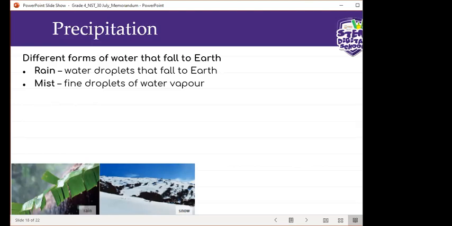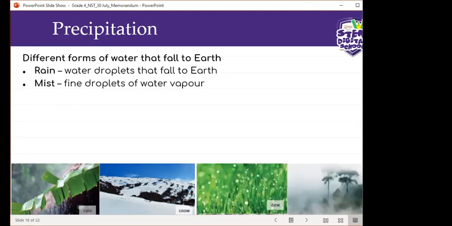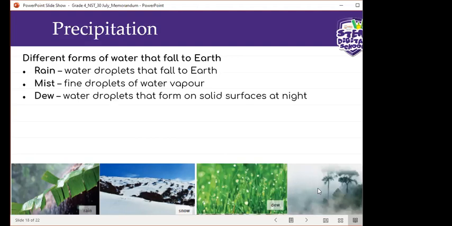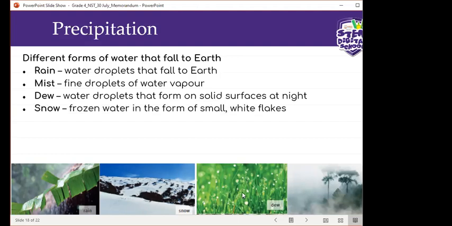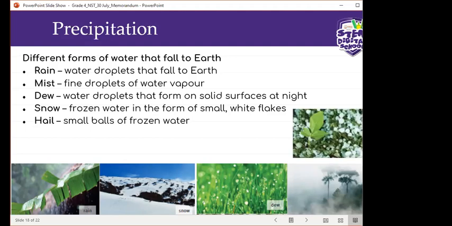These are fine droplets of water vapor, and we can see mist here. Then we have dew, which are water droplets that form on solid surfaces at night. So just next to the mist, here we have the dew. And then snow, this is frozen water in the form of small white flakes. Then hail, these are small balls of frozen water. And there is an example of the hail.